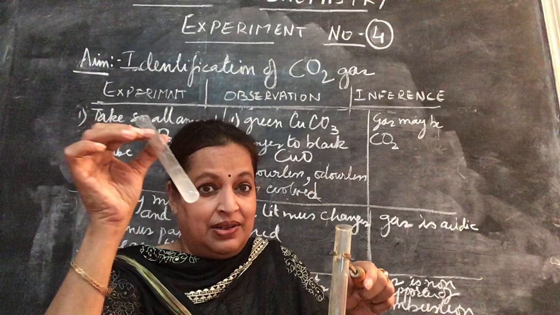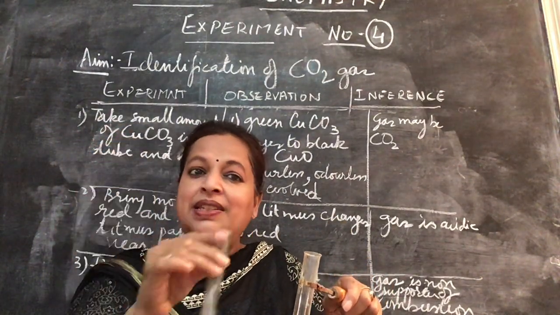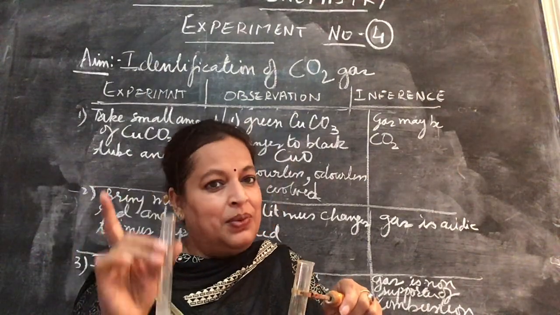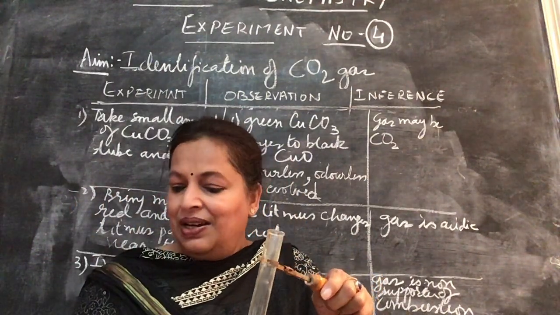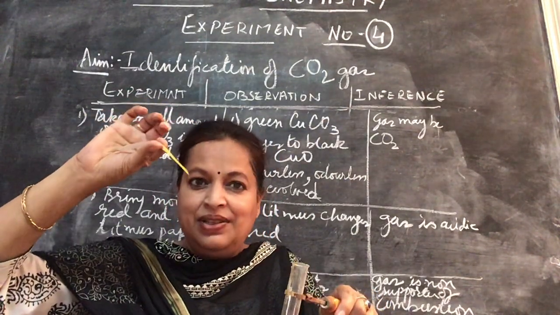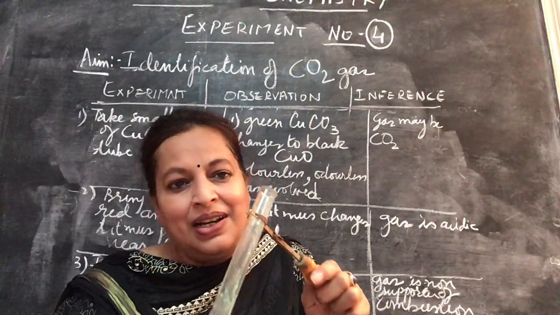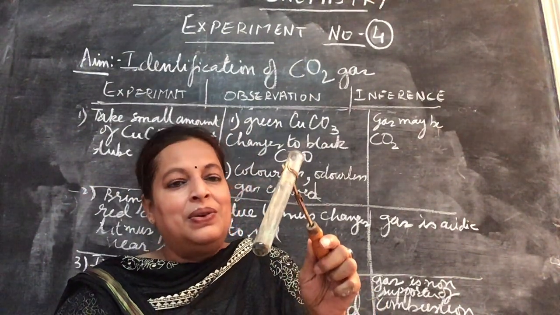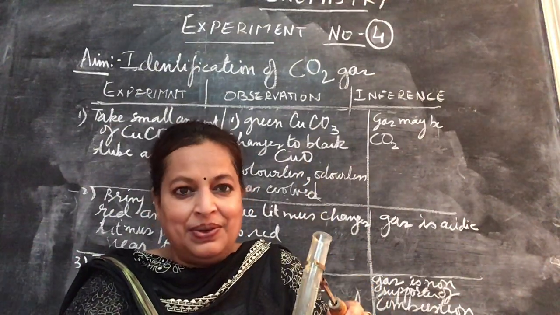What about the side-by-side test of lime water? Because the lime water test is performed by both the gases. Both the gases turn lime water milky, and only sulfur dioxide changes this to green color. When we do sulfur dioxide, you will see that. And it changes this to colorless, but carbon dioxide does not. So this experiment confirms carbon dioxide.